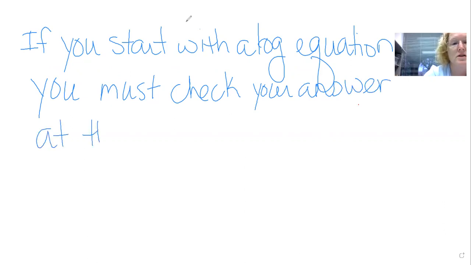Now you'll notice on those last couple of problems, I did not check my answer. And the reason is because I didn't start with a log equation. I started with an exponential equation. Now I ended up with a log equation somewhere in the middle of that problem, but I didn't start with it. And so if you don't start with a log equation, then you don't have to check it. But if you do start with a log equation, you have to check your answer. So make sure that you keep that in the back of your mind somewhere, okay?